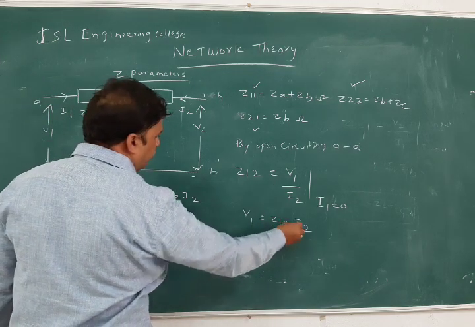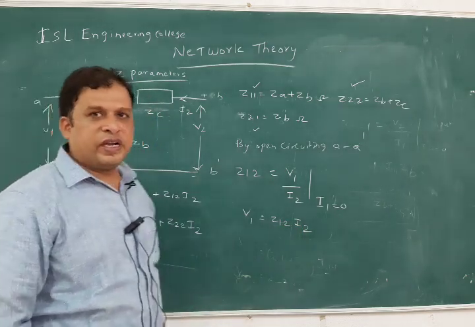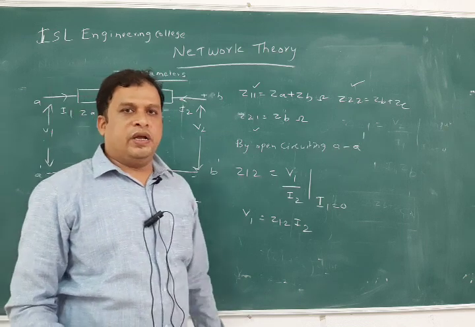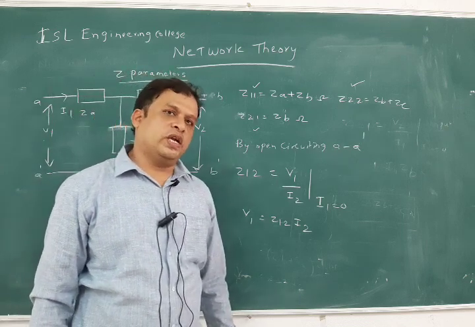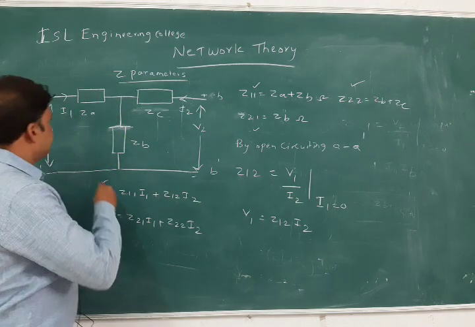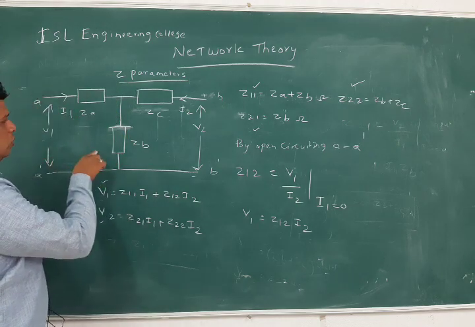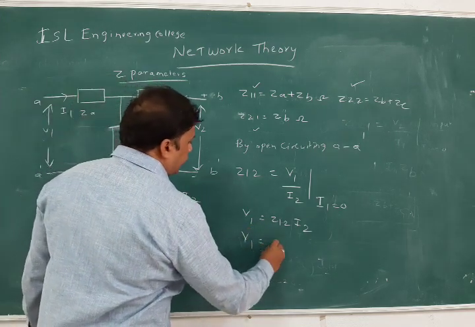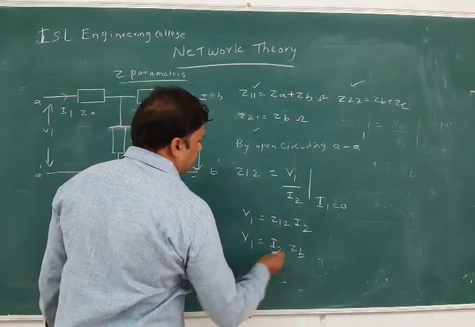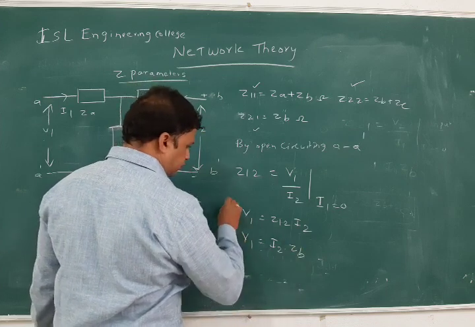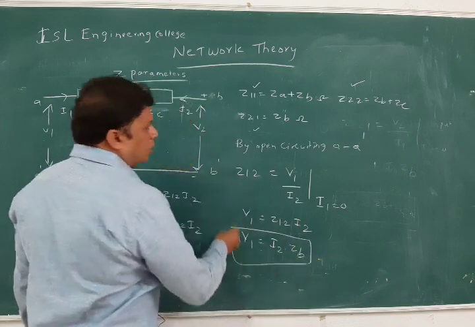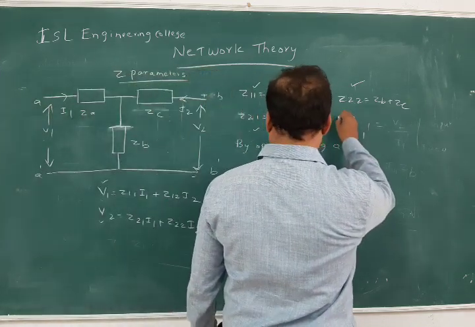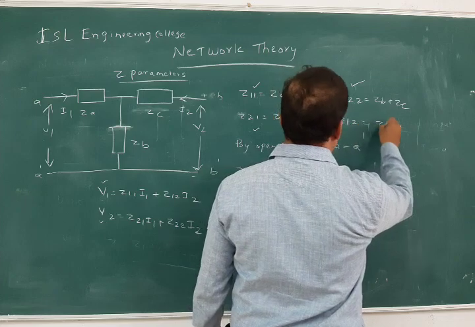V1 is equal to Z12 into I2. By our knowledge of electrical circuit theory, using Kirchhoff's voltage law, we see that V1 is equal to I2 into ZB. So Z12 is equal to ZB ohms.